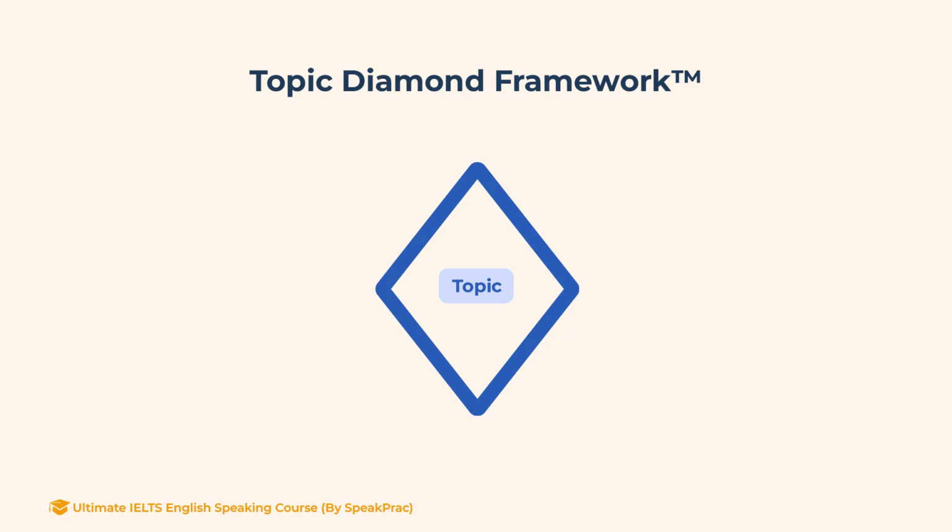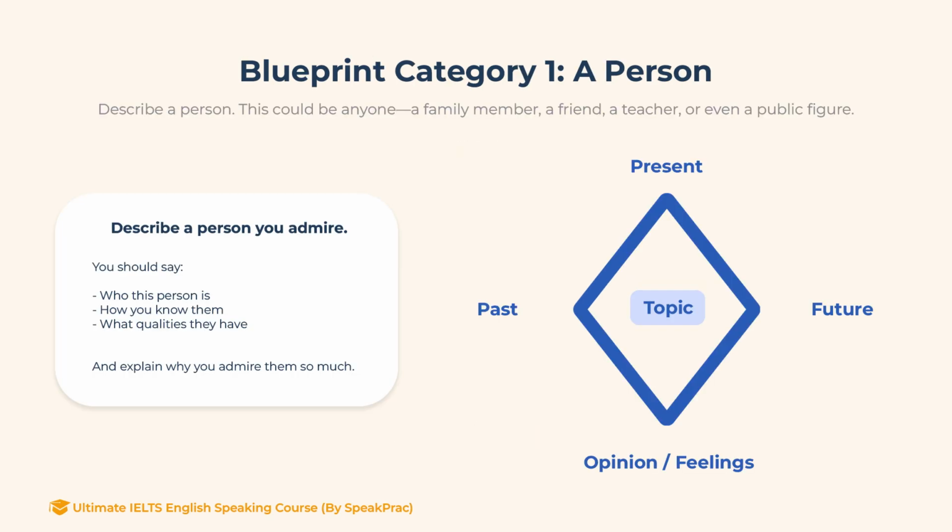With the Topic Diamond, you talk about 4 key points: the past, the present, the future, and your opinion. Can you see how the Topic Diamond can perfectly fit this particular Part 2 question? Let's see what we can talk about. The past. Well, you can talk about how you met this person you admire or how you found out about them. The present, or a description.